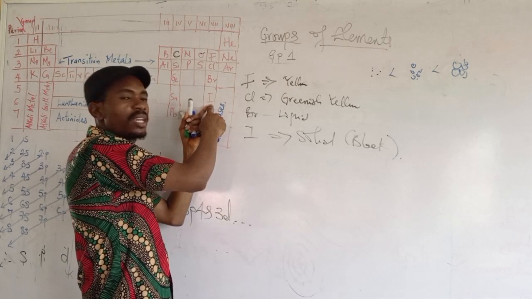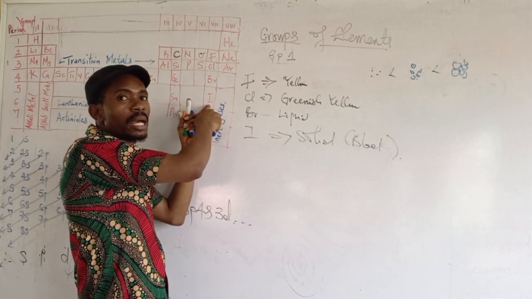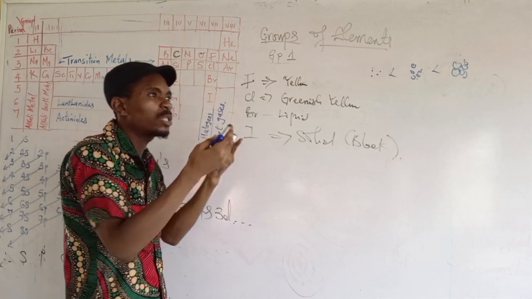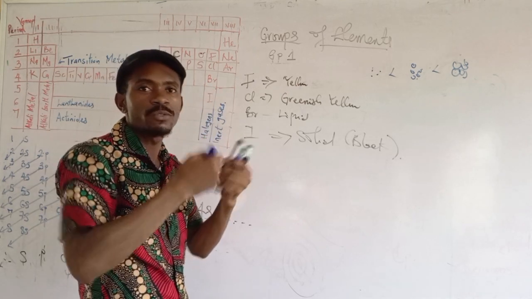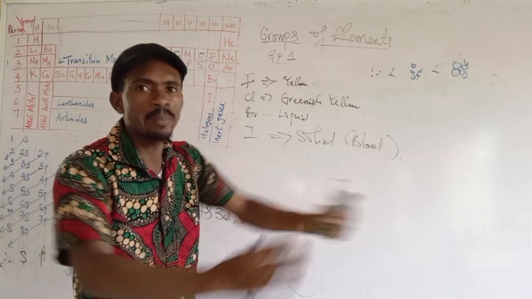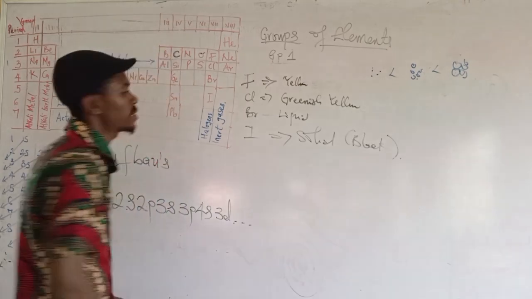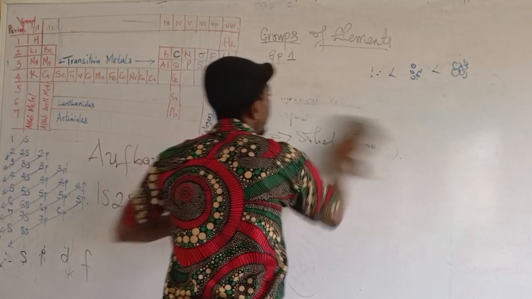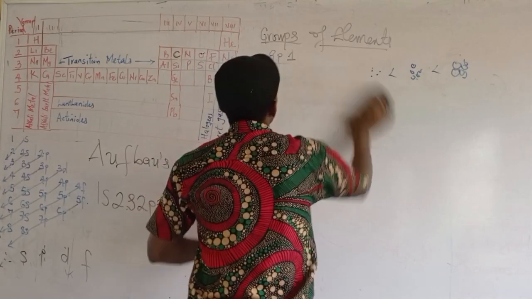This is a solid. A solid should have a higher melting point and a higher boiling point than the liquid. Why? There is higher force. The particles are closely packed because of the force of attraction. Hence, it will require more heating energy to split them and separate them apart. Alright. So, that is for group 7.